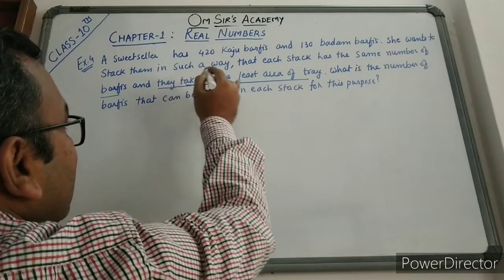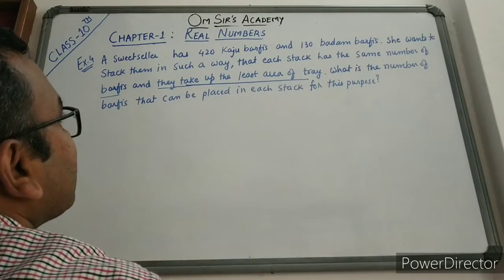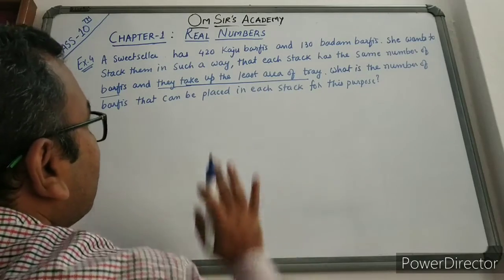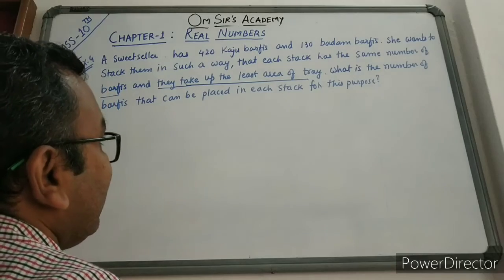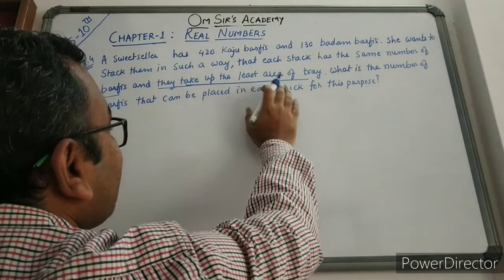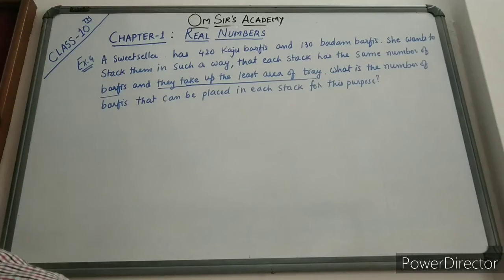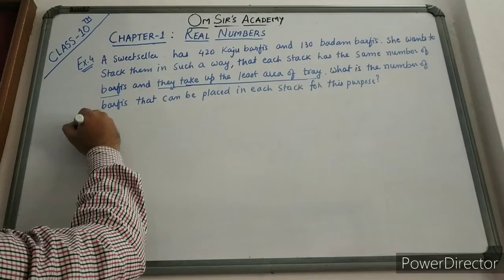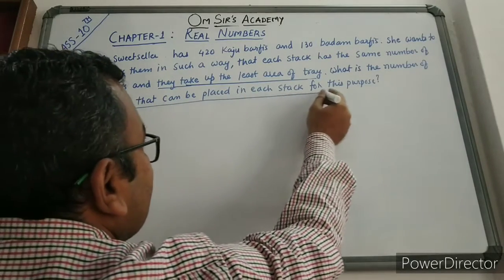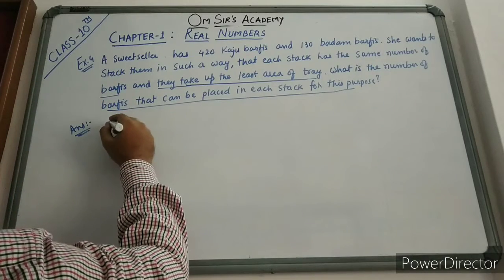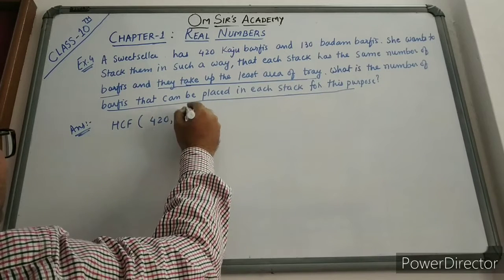That means there should be the maximum possible Burfis occupying the space in the tray. Okay, maximum space should be occupied in the tray. So in this case, maximum space should be occupied, meaning what? In case of maximum space we will find the HCF. So the solution of this is: the number of Burfis that can be placed in each stack for this purpose is the HCF of 420 and 130.